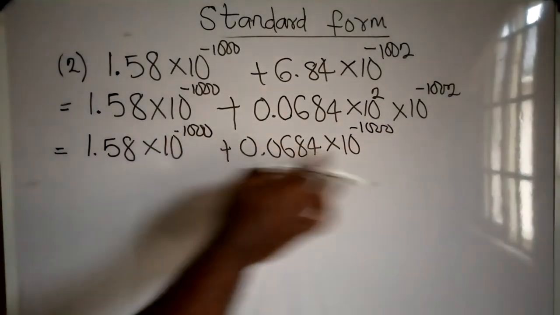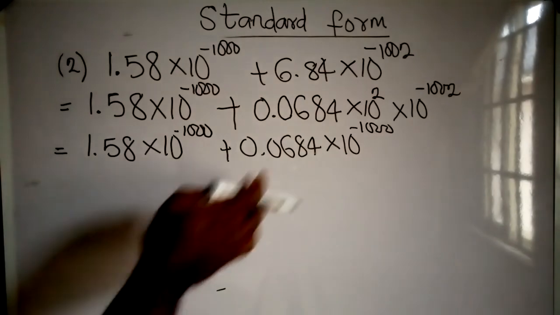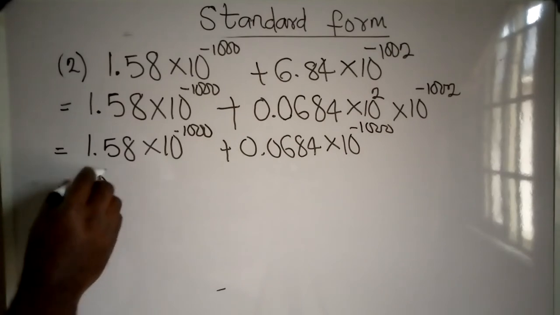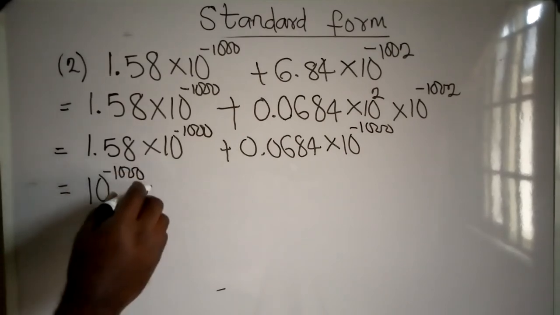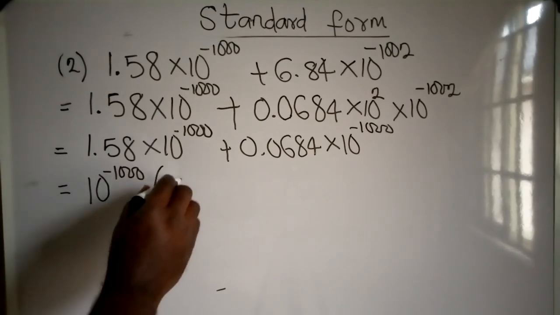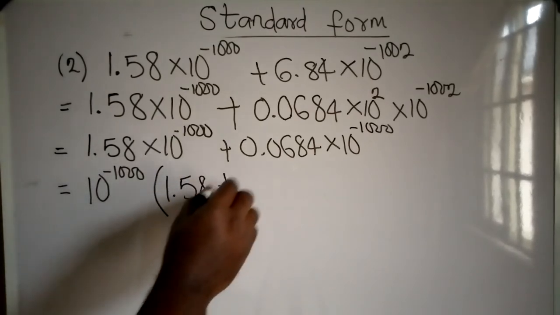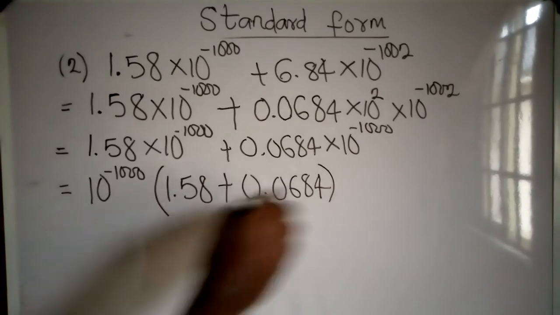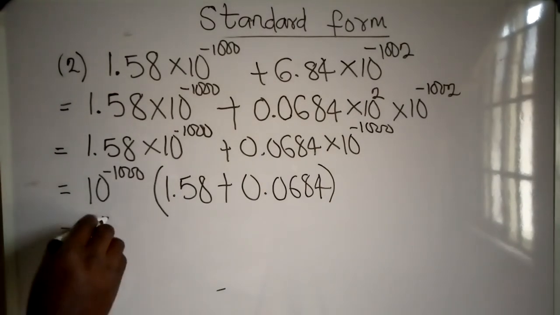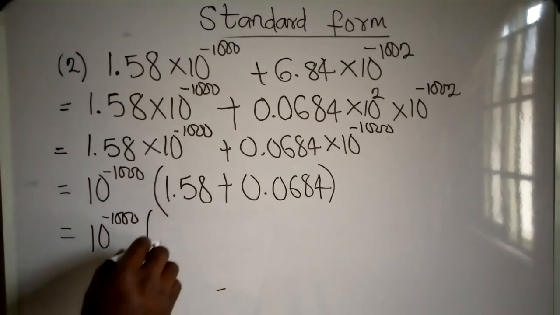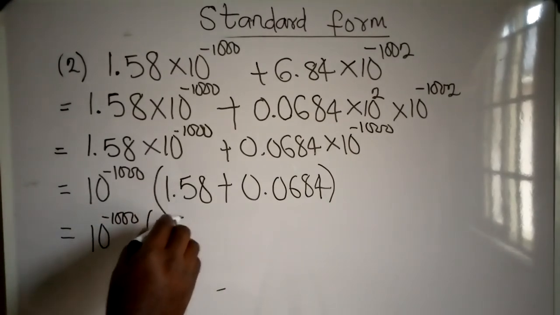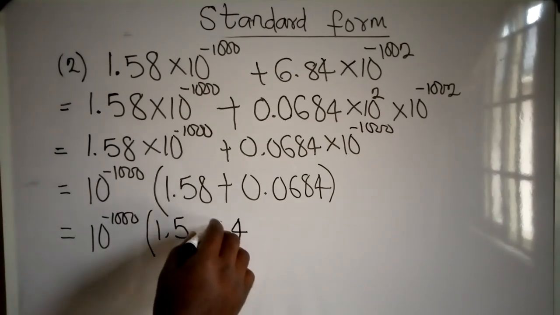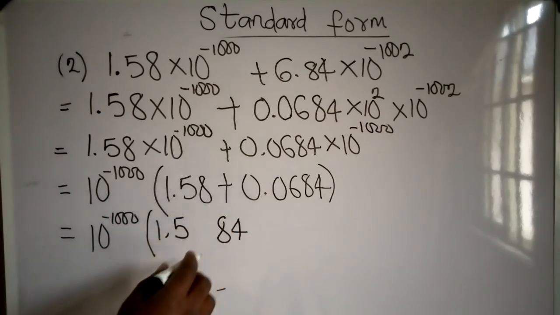Now since this and this are the same, I will factorize out and then add up these two numbers. That will give me 10 to the power of negative 1000, bracket 1.58 plus 0.0684. That will give me 10 to the power of negative 1000, open a bracket, 1.5. Am I correct? That will give me 4 here. 8. 5 plus 6.